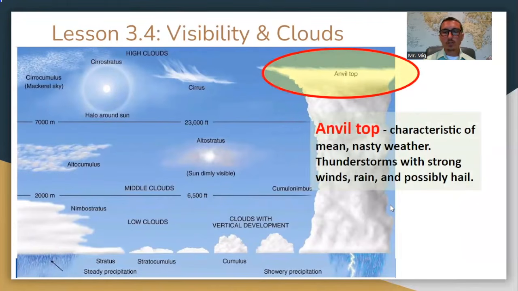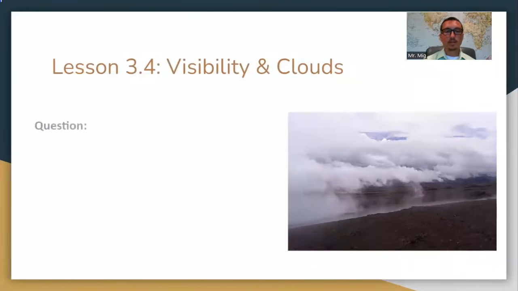Characteristic of mean, nasty weather, thunderstorms with strong wind, rain, and possible hail. They will ask about that one.